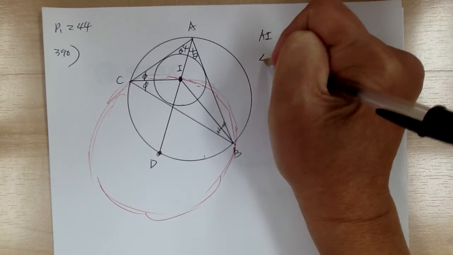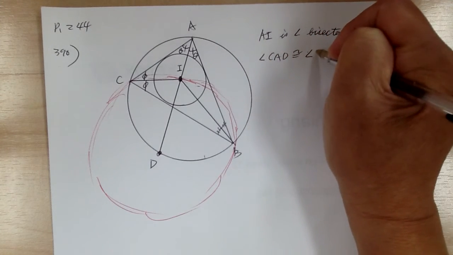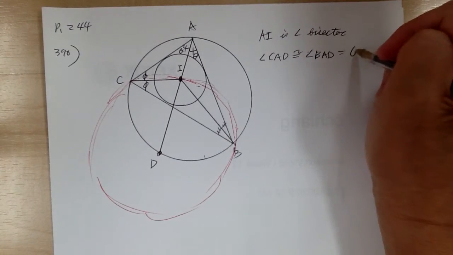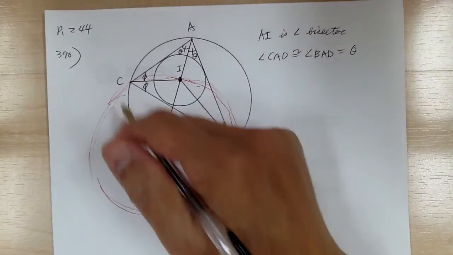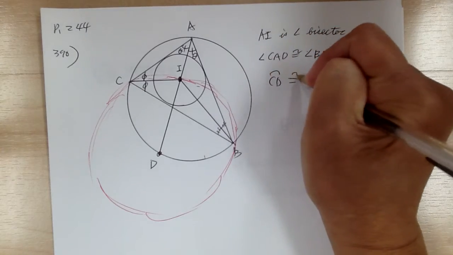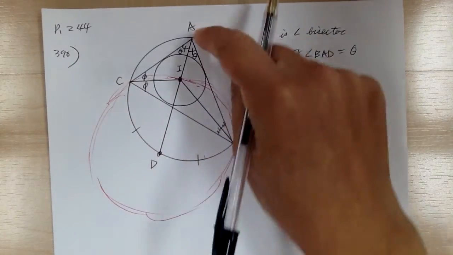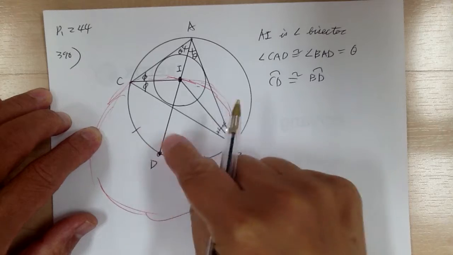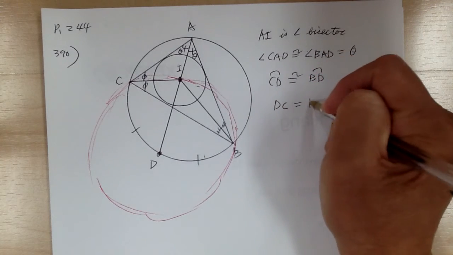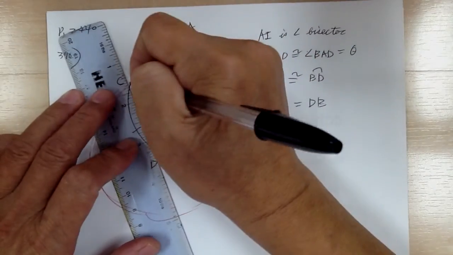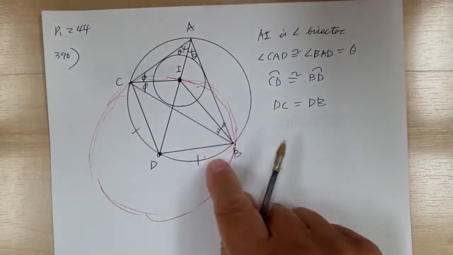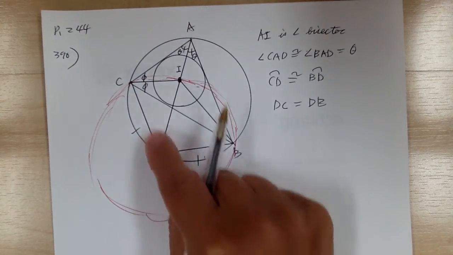So angle CAD is congruent to angle BAD. So CAD is congruent to BAD, and we're going to call both theta. Now because these two angles are congruent, therefore the arcs would be congruent. So CD is congruent to BD. Because these two angles are congruent, they will subtend congruent arcs. And then you have DC equal to DB. So that's going to draw the chord, because when you have congruent arcs, we have congruent chords.